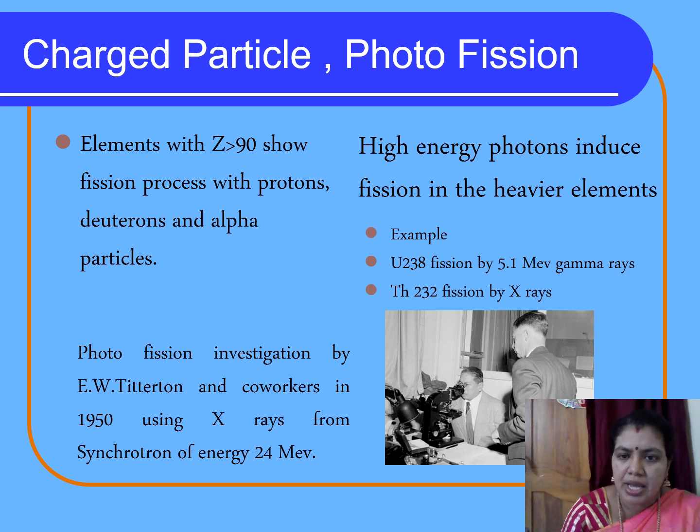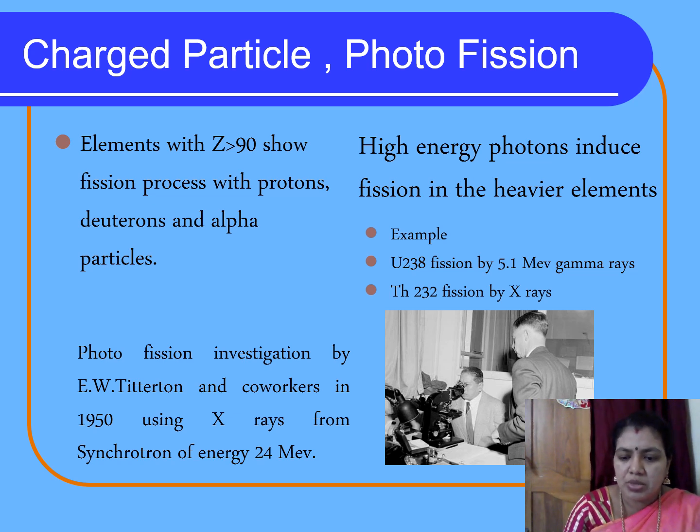And when high energy photons induce fission in heavier elements, they call it photofission. The example is uranium-238 fission by 5.1 mega electron volt gamma rays, and thorium fission also results due to X-rays. And this is the picture which I have taken from Wikipedia. The photofission investigation was carried out by the scientist E.W. Titterton and his co-workers in 1950 using X-rays from synchrotron of energy 24 mega electron volt.